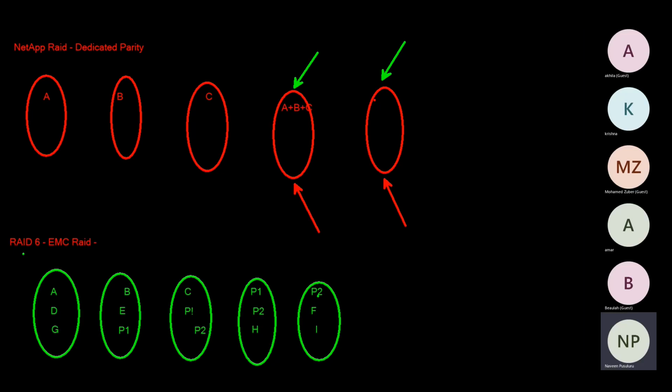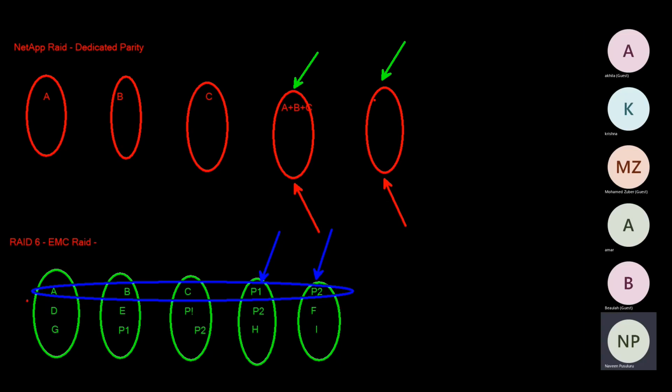So for RAID 6, you need to give the answer like this. In RAID DP, we have dedicated parity and dual parity. But when it comes to RAID 6, the parity is distributed across all the drives in different stripes. Normally, this is my stripe 1. So when it comes to stripe 1, which disks contain the parity? Disk 4 and disk 5 contain the parity, right?